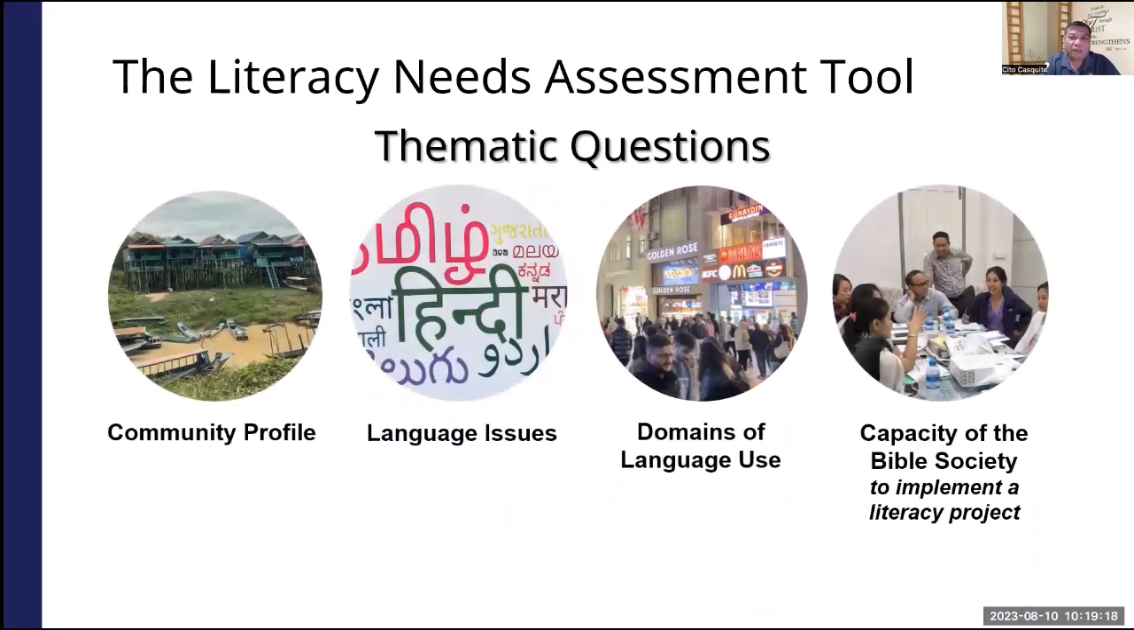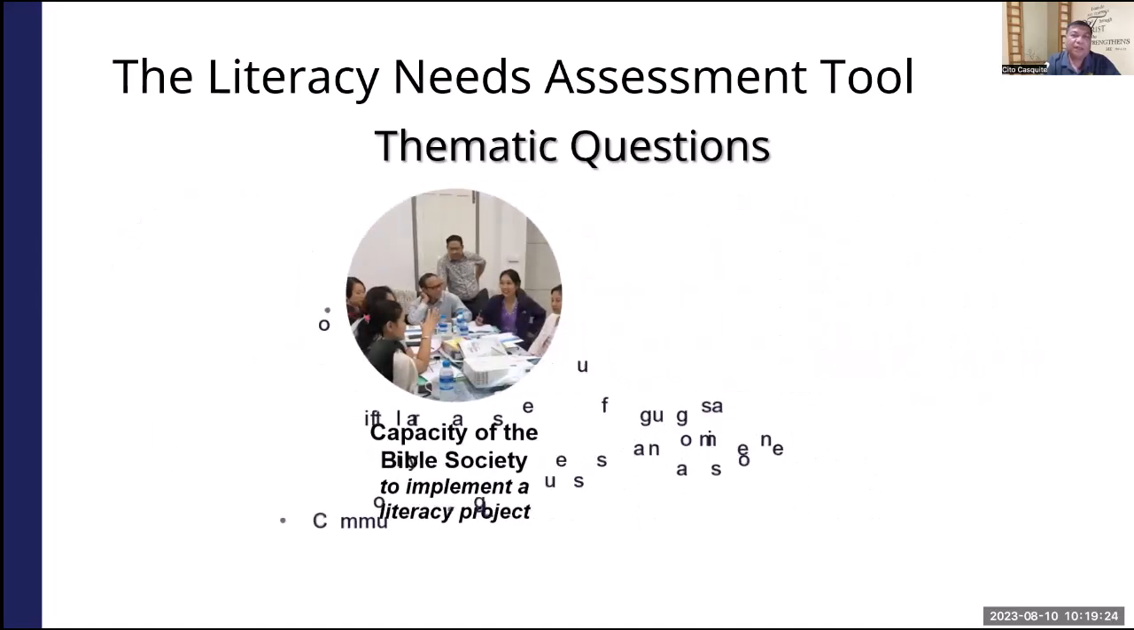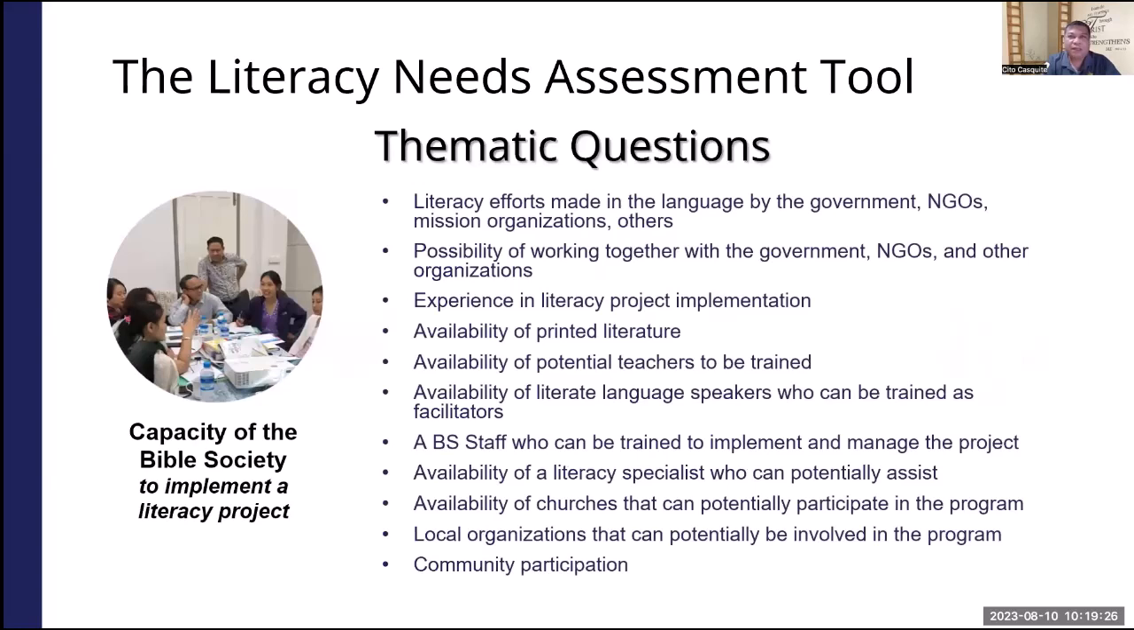And the final section is about the capacity of the Bible Society, or the readiness of the Bible Society, to implement the literacy project. And it has, I believe, 12 questions. These range from partnership to staffing, as well as to the availability of a literacy specialist who can work or potentially assist the Bible societies.